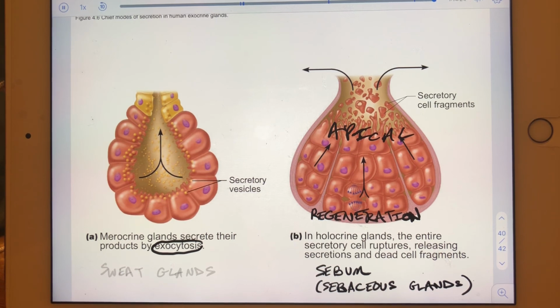Whereas examples of merocrine glands, sweat glands, are merocrine secretors, but we'll come back to that explicitly when we get to the skin. I believe that's the last slide of this lecture. It is.